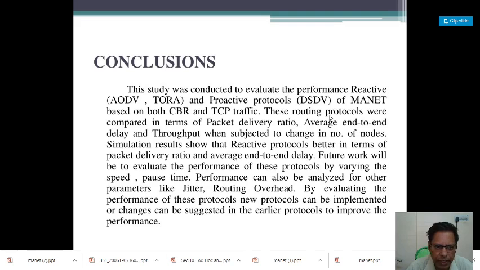Future work will be to evaluate the performance of these protocols by varying the speed and pause time. Performance can also be analyzed for other parameters like jitter and routing overhead. So by evaluating the performance of these protocols, new protocols can be implemented or changes can be suggested in the earlier protocols to improve the performance. So this is about the differences between the reactive and proactive protocols.